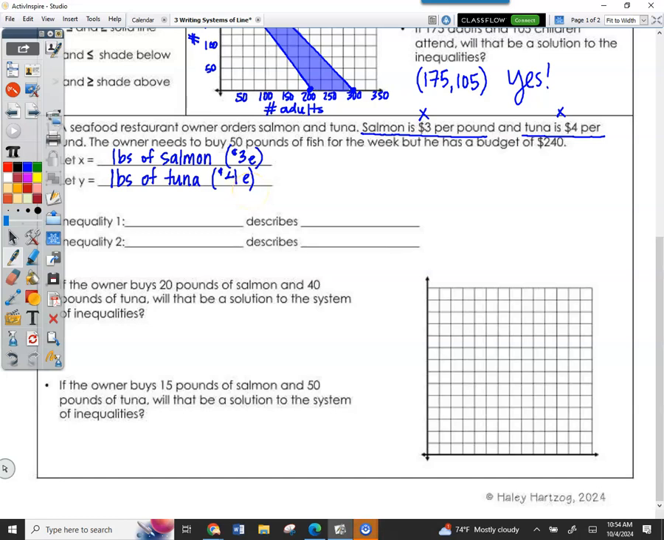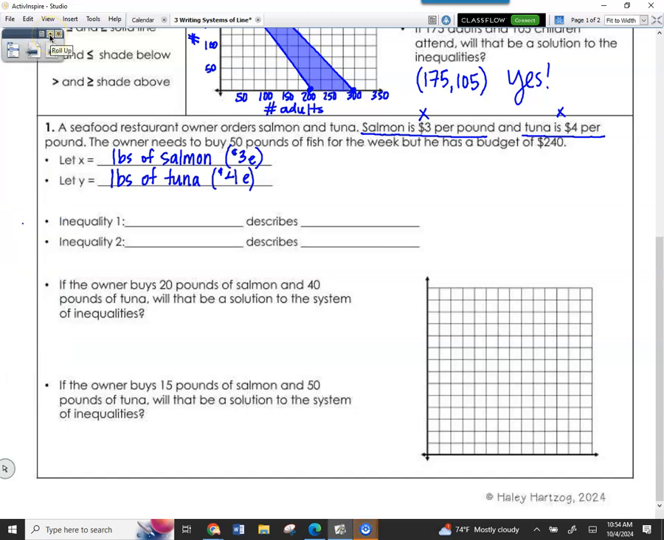Now we're going to write our 2 inequalities. We're going to write one for money and one for counting your total pounds. I want you to write one for money and one for the pounds of fish. All right, write your inequalities.